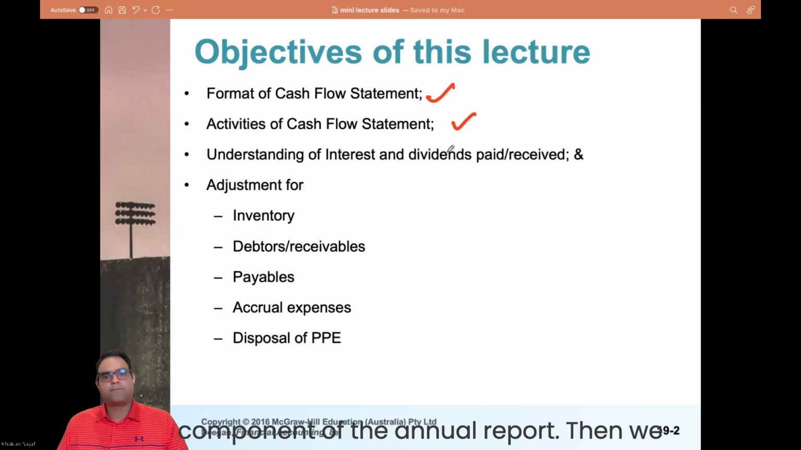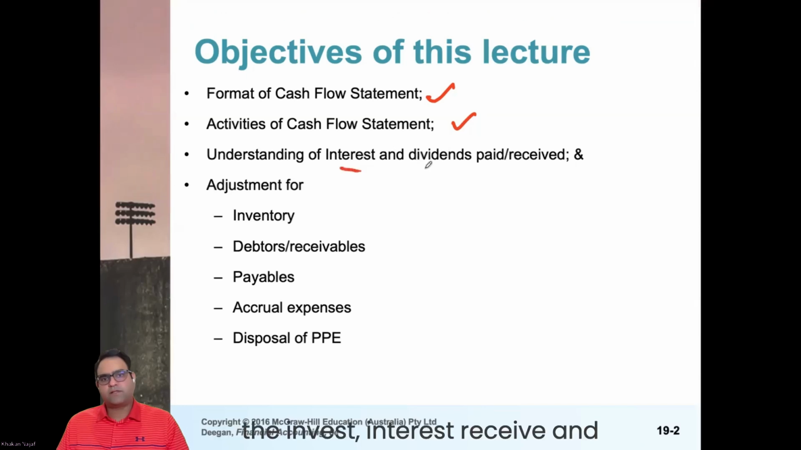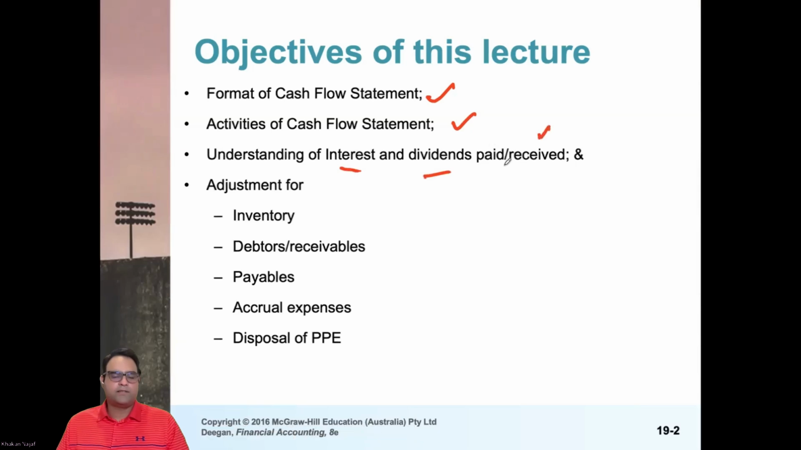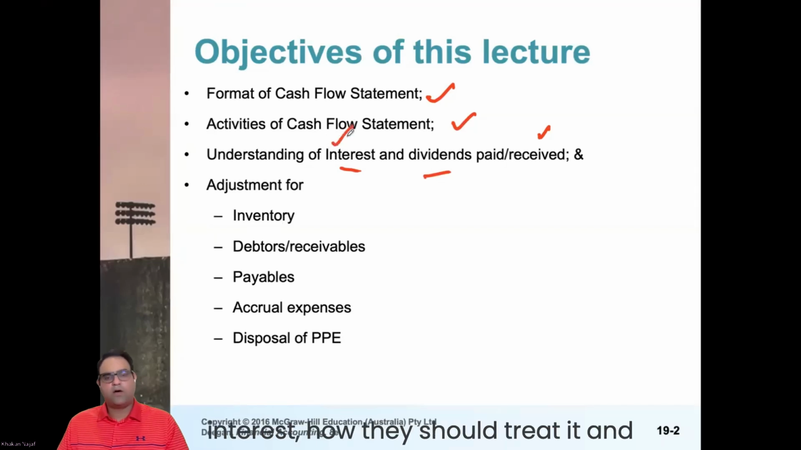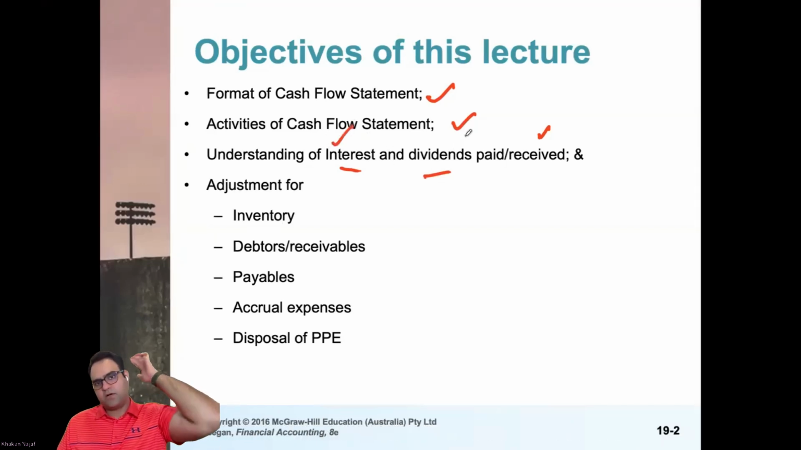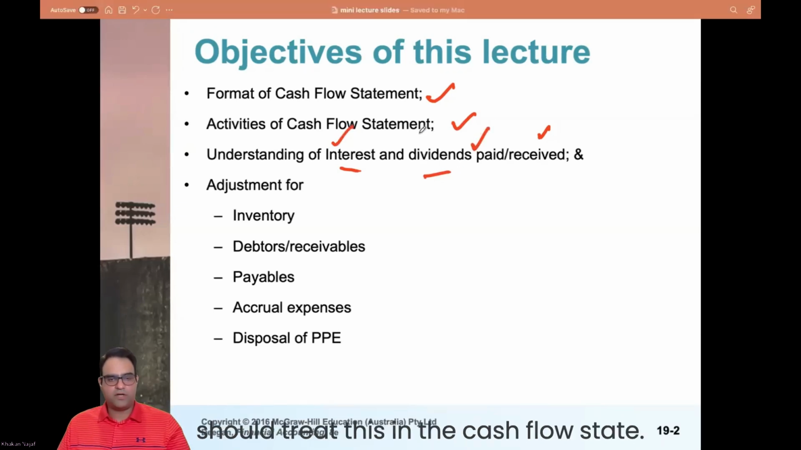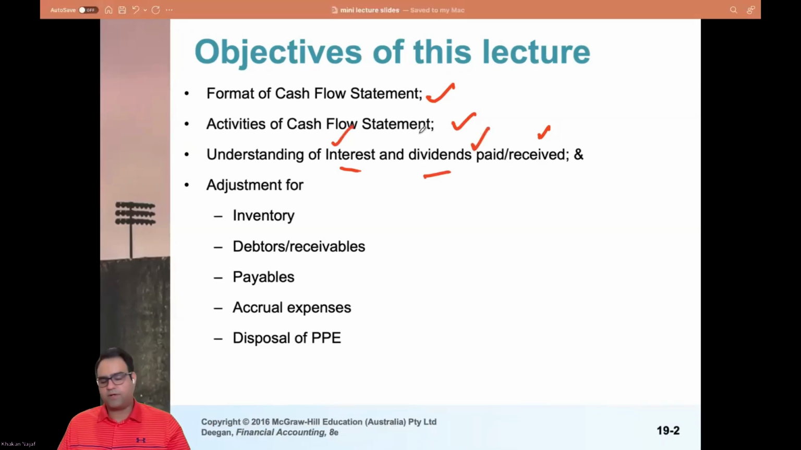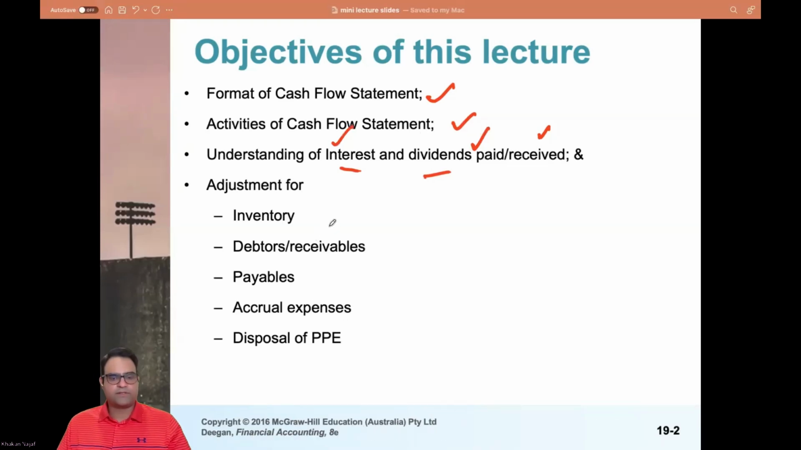Then we discuss how we deal with interest received and dividends received and paid. It is normally discretionary. For companies whose sole business is interest, how should they treat it, and for companies whose sole business is receiving or paying dividends, how should they treat this in the cash flow statement? So we talk about the adjustment of this.